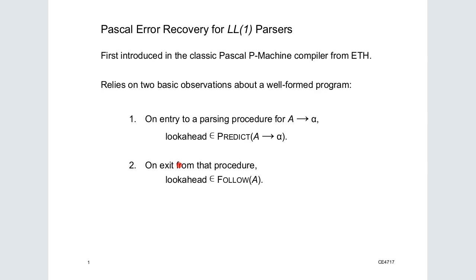So if you have a well-formed program, then on entry to any parsing procedure, which allows the non-terminal capital A to be replaced by the sentential form alpha, the look-ahead at that point must be an element of the predict set of that production. And then on exit from the procedure, the look-ahead should be an element of the follow set of the left-hand side of the production. In other words, follow A.